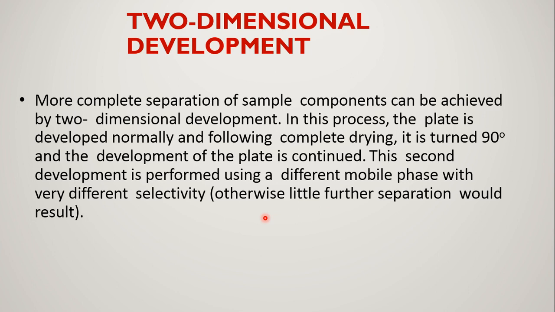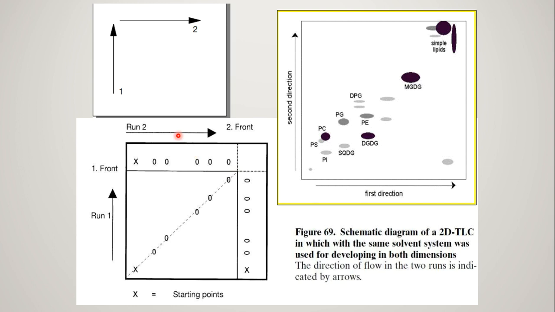We have to do a second run by turning this TLC plate by 90 degrees and using a different mobile phase, one which is suitable for separation of that two-component or three-component mixture obtained by the first run. Okay, so here the schematic diagram is shown for 2D or two-dimensional TLC, where a first run is done in the first TLC experiment. Then this TLC plate will be turned by 90 degrees, and here a second run will be done.